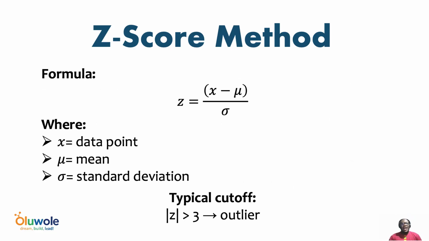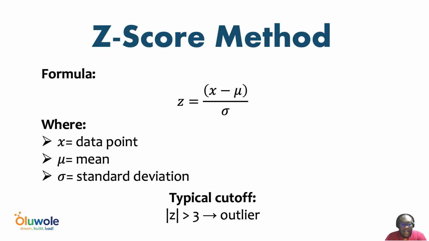It's always an outlier. And this is how you calculate your formula. Your formula gives you your Z-score, which is equal to X, your data point, minus your mean, divided by sigma, which is your standard deviation. So can you see? If Z is greater than 3, when you calculate it, it's always what? An outlier.